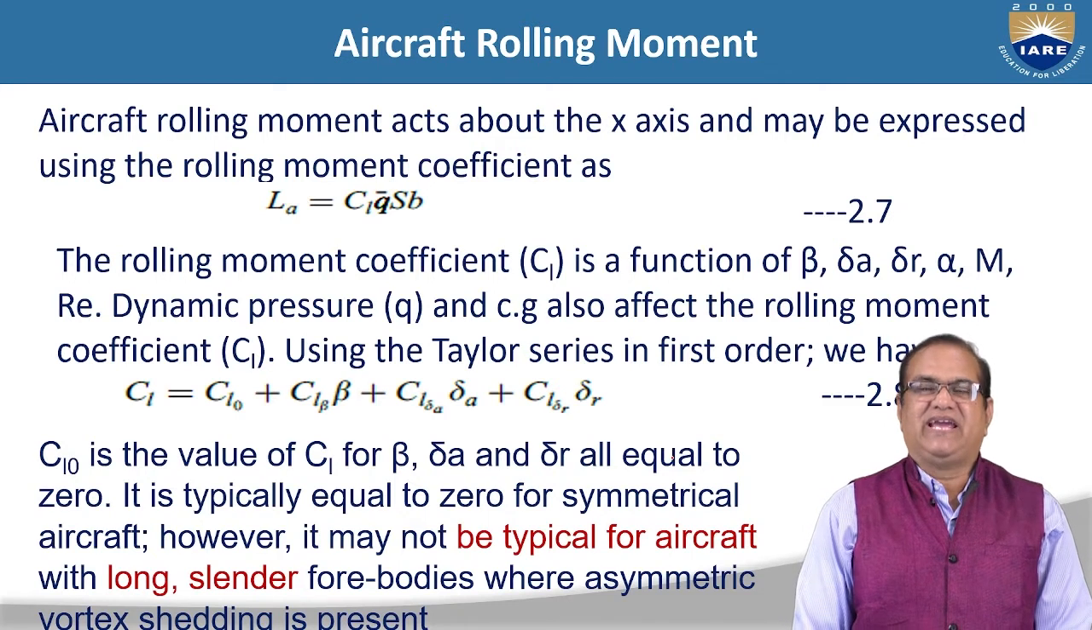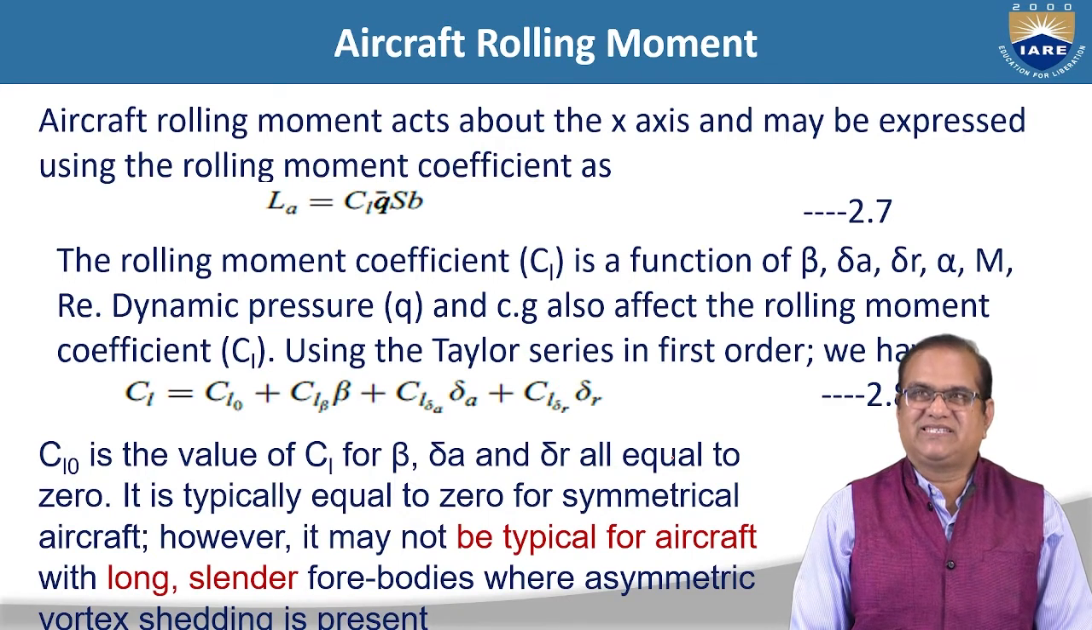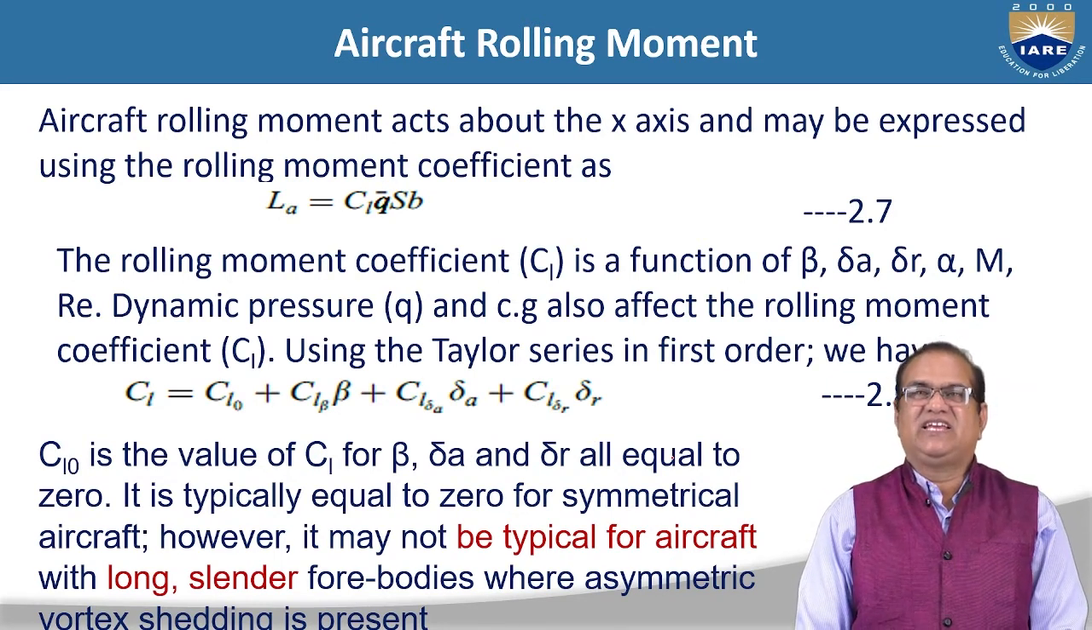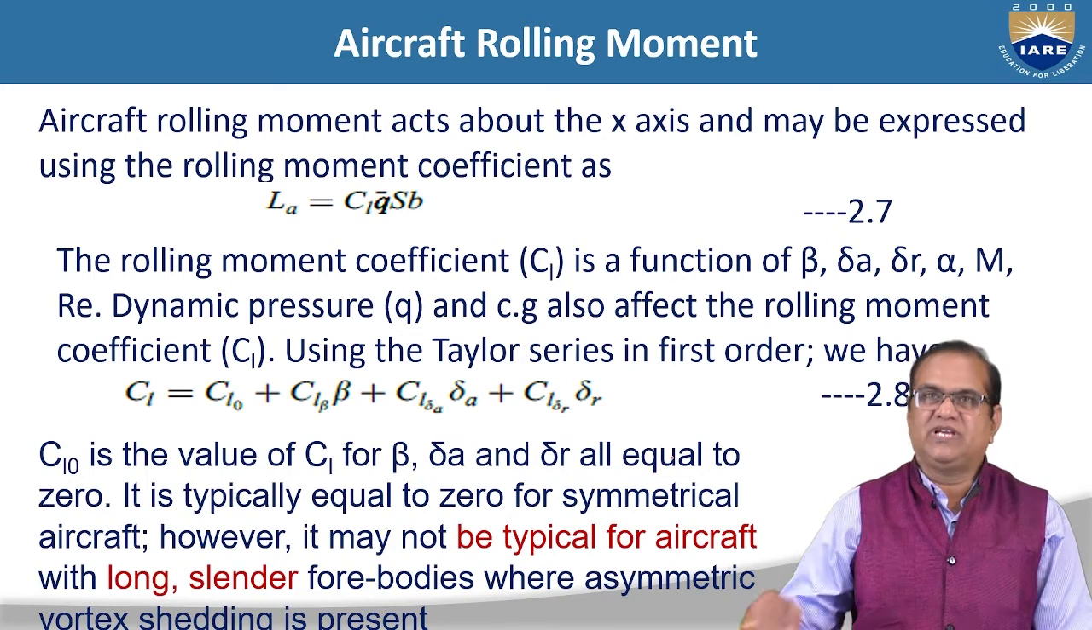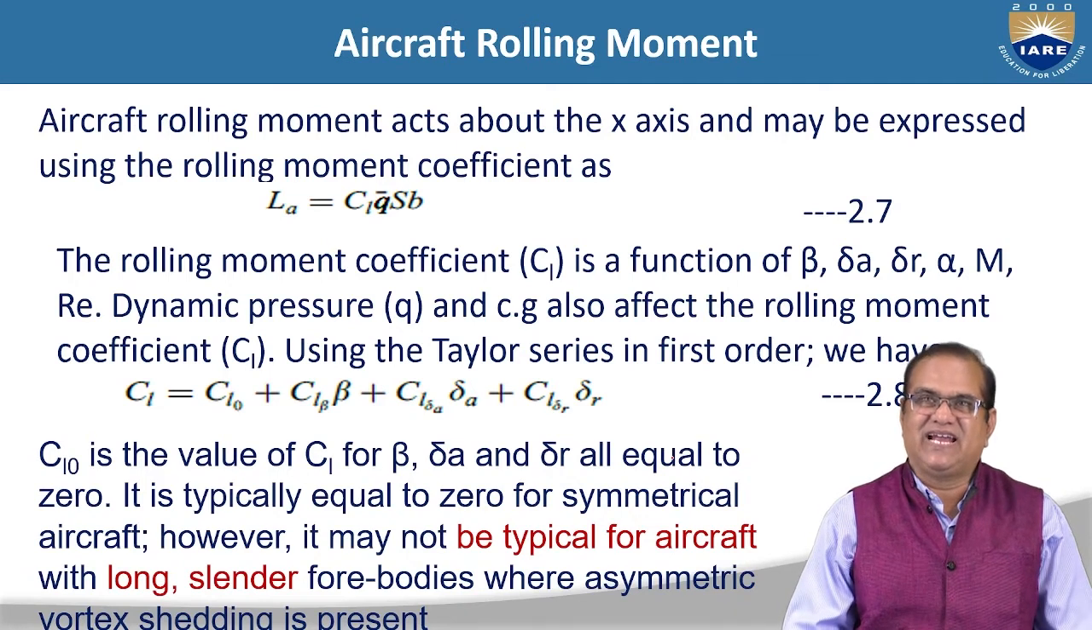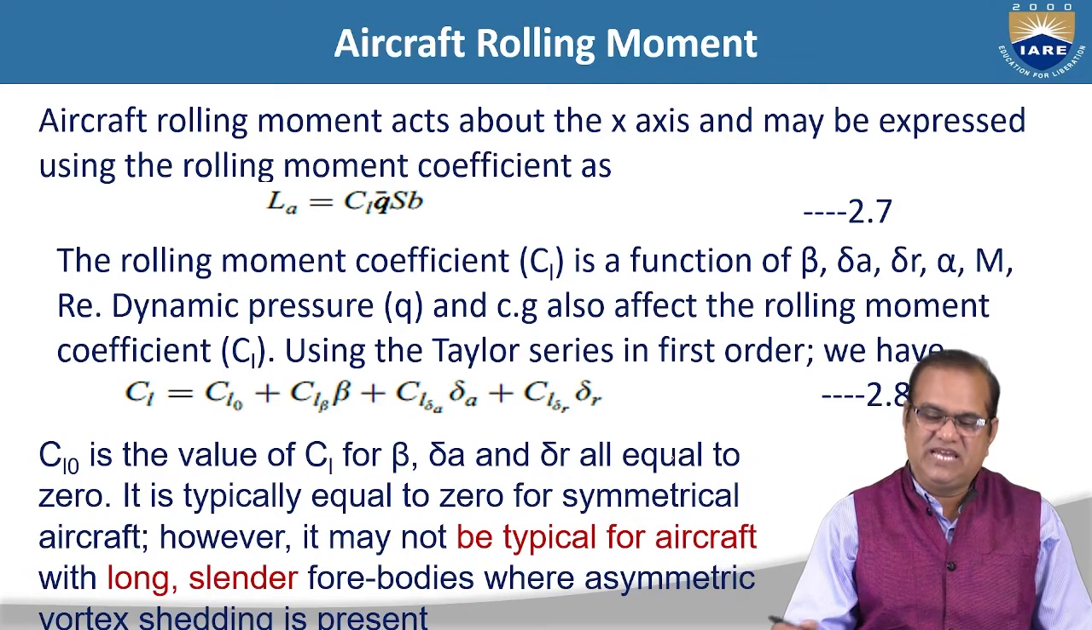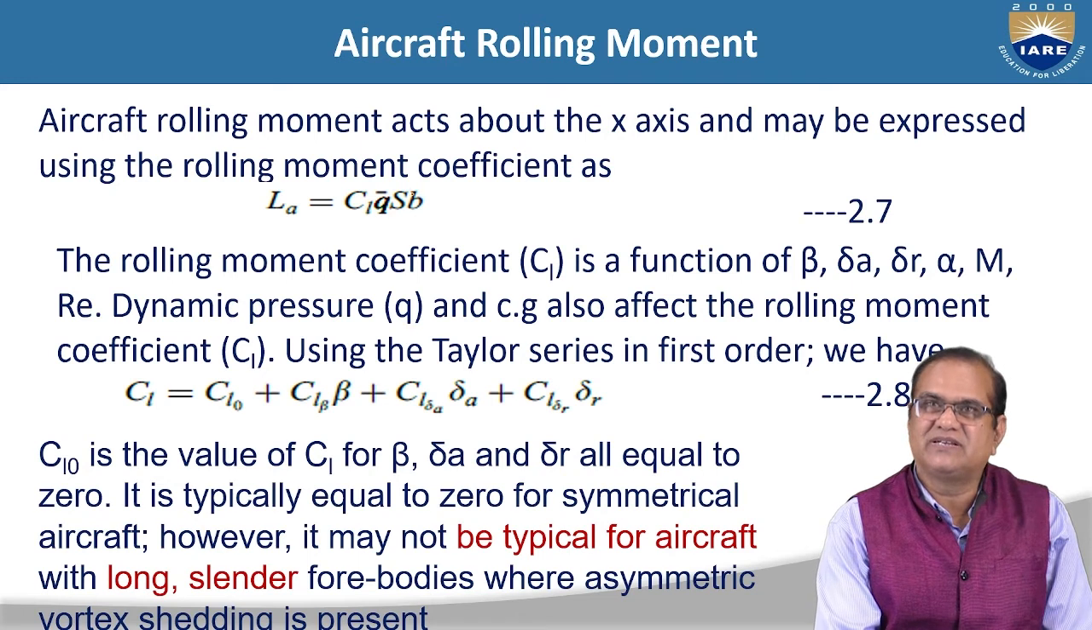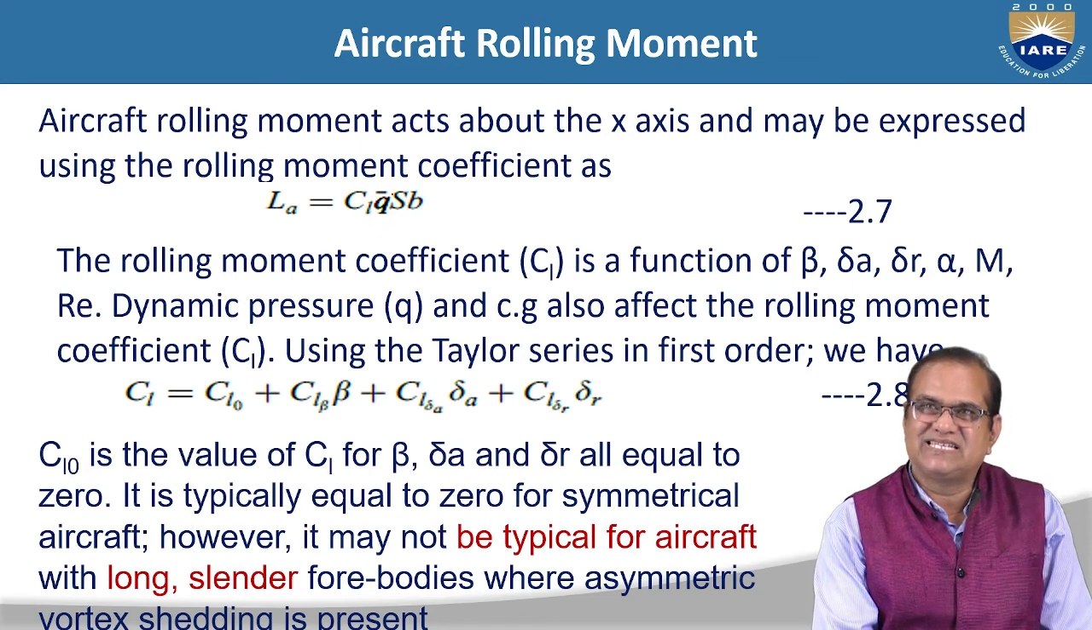Aircraft rolling moment acts about the x-axis and may be expressed using the rolling moment coefficient, that is L_A is equal to C_L q-bar S b. So here we have to understand that C_L is the coefficient of rolling moment, q-bar is the dynamic pressure, S is the surface area of the wing, and b is the span of the wing.